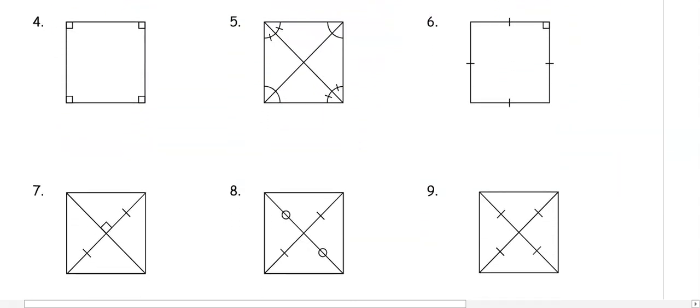Number 4, we have a shape with 4 right angles. We know nothing about the sides, so the first shape that has right angles is a rectangle. So the shape is a rectangle because it has 4 right angles.